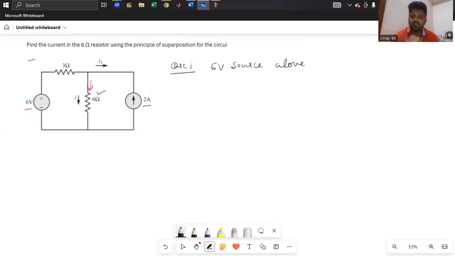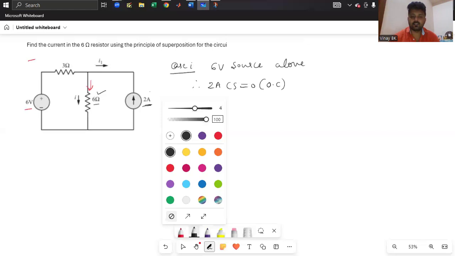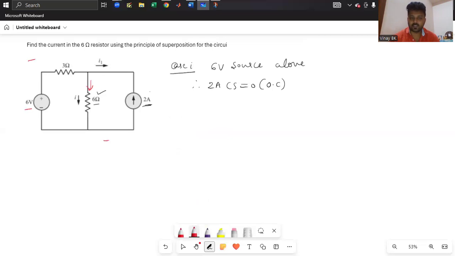If it has to act alone, you have to make the other voltage source or current source zero. So you have the 2 ampere current source. Therefore, the 2 ampere current source becomes zero, that is nothing but open circuit. So now how does that circuit look? The current flowing through the 6 ohm will be I dash. You can see here the 6 ohm resistor; the circuit will be like this. The 6 volt source is acting alone.